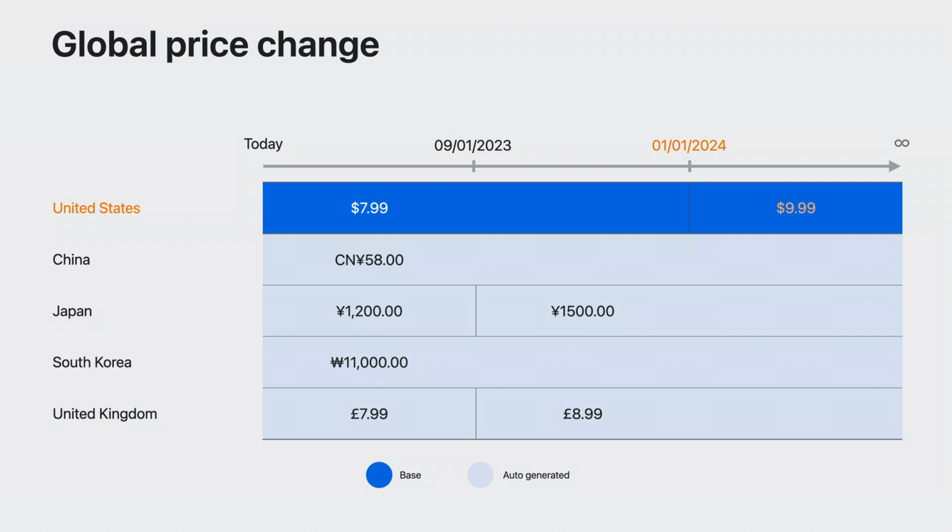In this example, I will schedule a price increase for my base price to $9.99 on January 1st, 2024. And just like the initial price setup, the App Store will generate equivalent prices for the new upcoming base price in the remaining regions with the same future start date.